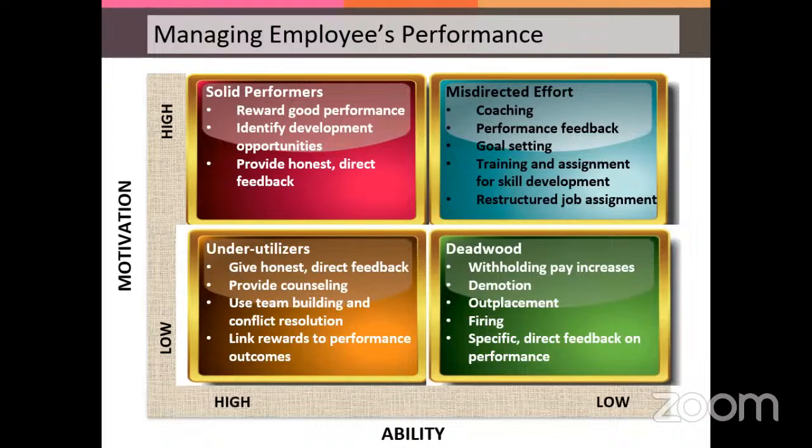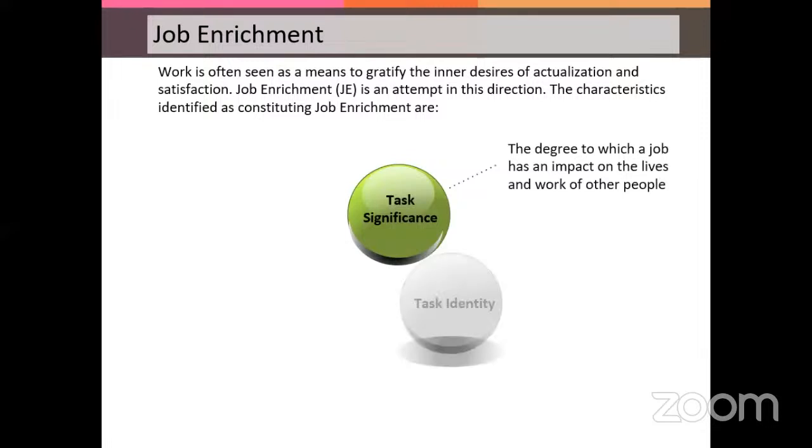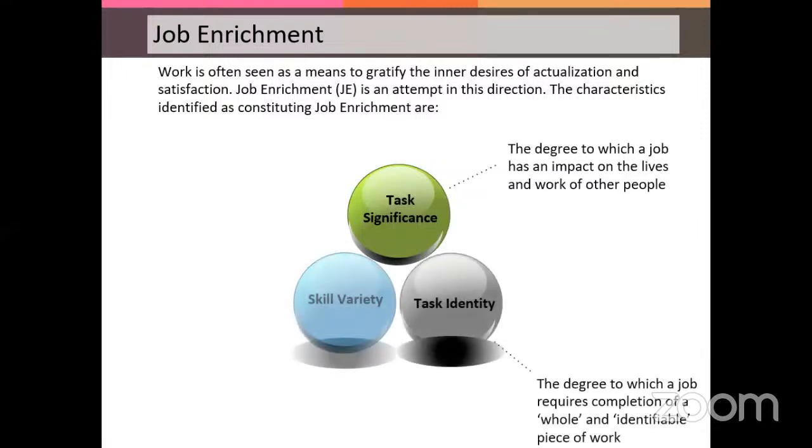Then you have the last group of people there. They are low on motivation and low on ability. You call them deadwood. Withholding of pay increases could motivate them. Demotion could motivate them. Outplacement, firing, specific direct feedback on performance could actually motivate them to becoming better at their performance. Now, let's look at other techniques we can use in managing performance.